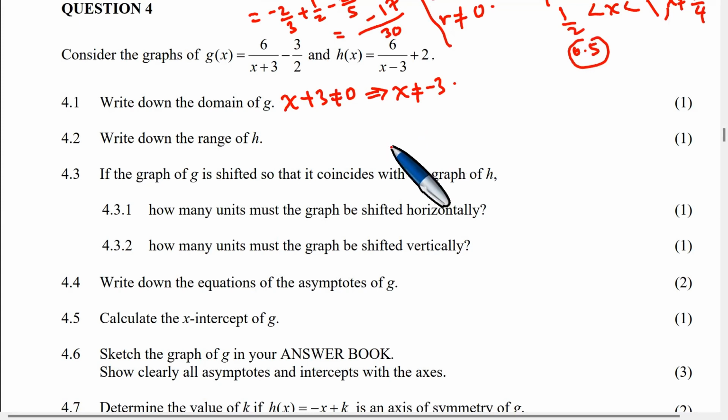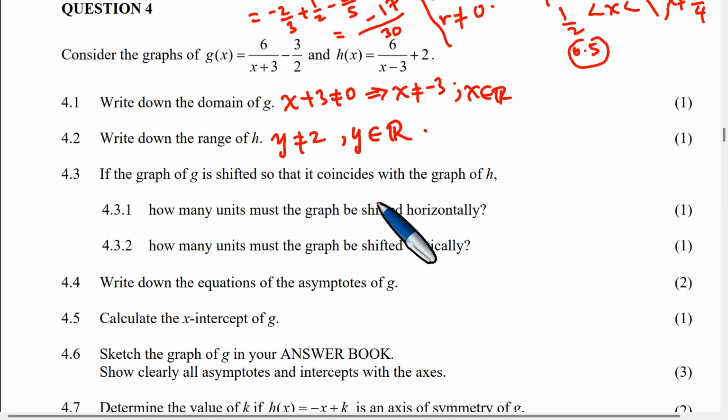Write down the range of h. Anyone? The range of h? Right, x is not -3, but x is an element of R. Here the range of h is going to be y is not 2. For the range, you say y is not 2, but y is an element of the reals, the real numbers.